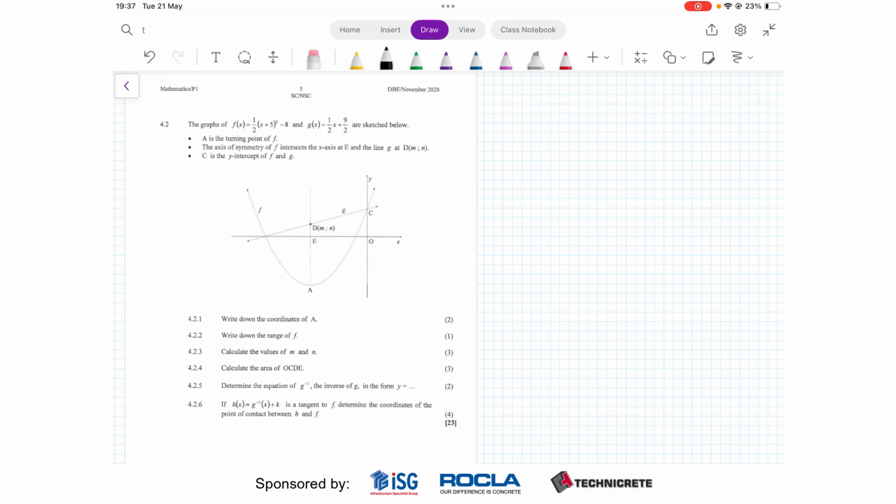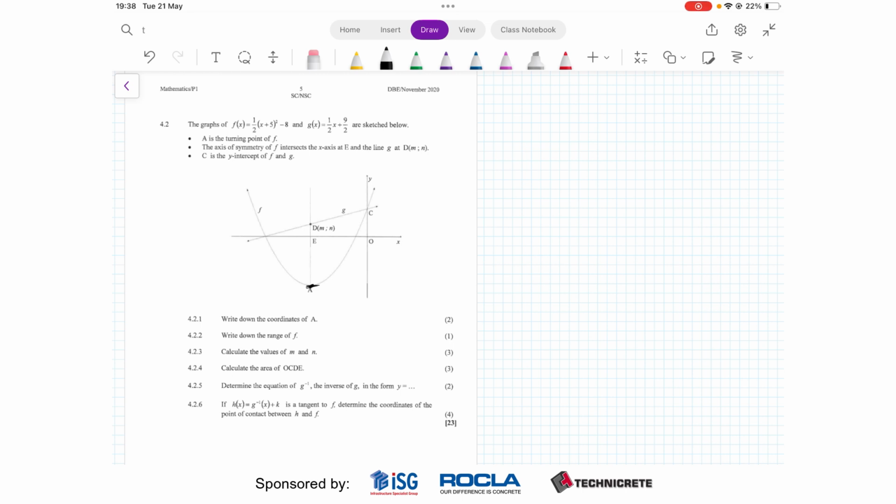4.2 tells us the graphs of f(x) = 1/2 (x + 5)² − 8 and g(x) = 1/2 x + 9/2 are sketched below. A is the turning point of f. Here's our turning point there, and we can immediately tell that our turning point occurs at a point where that is the y-intercept. The axis of symmetry of f intersects the x-axis at E and the line g at D.